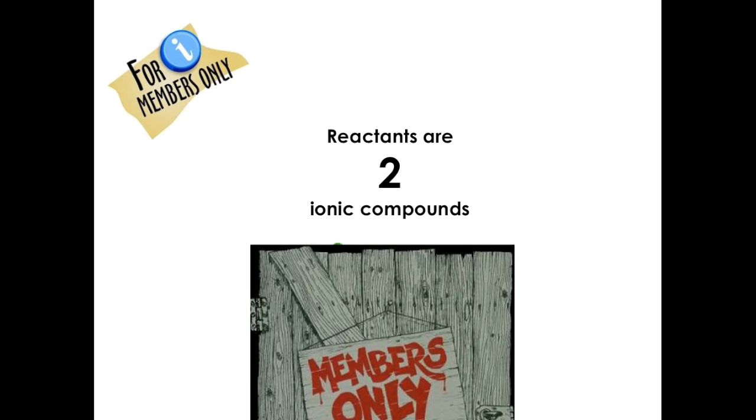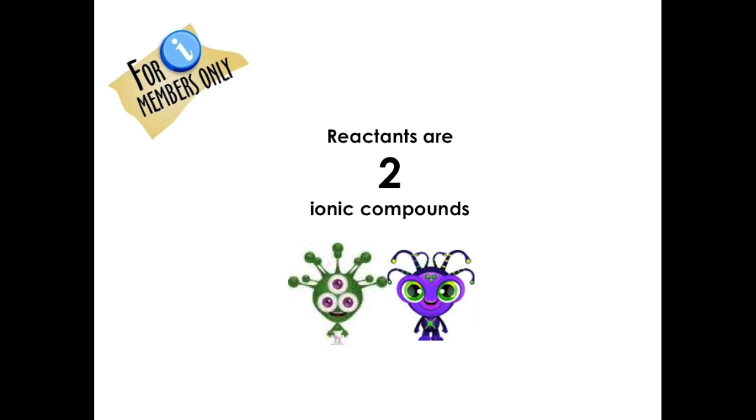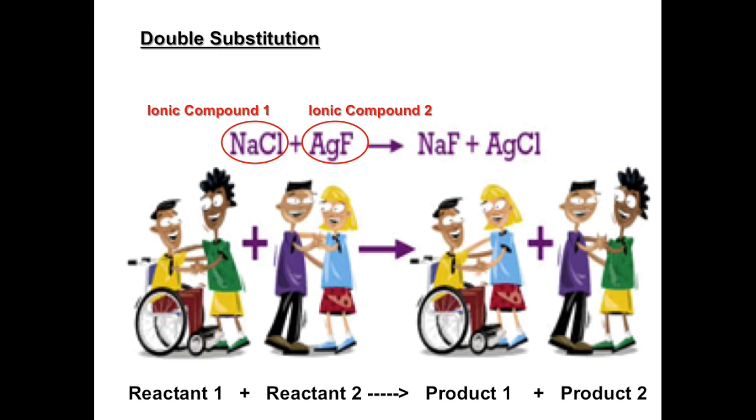What happens when we have 2 compounds that are ionic? It brings us to the next type of reaction. It is called double substitution. In double substitution, we have, in this case, sodium chloride, that is the first ionic compound, and silver fluoride, the second ionic compound. Both of them can switch their metals, getting sodium fluoride and silver chloride.